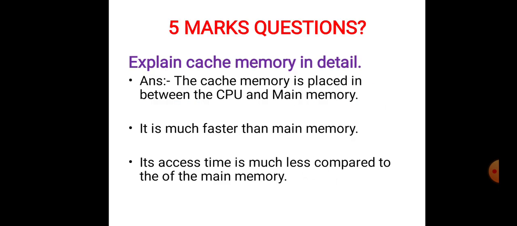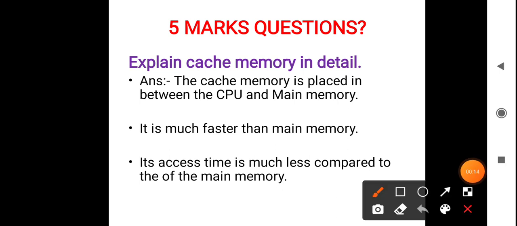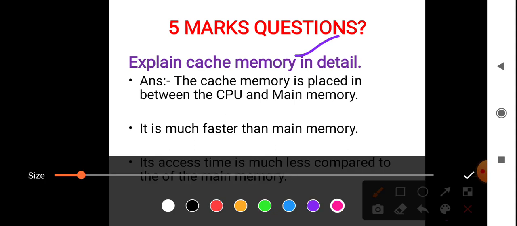So in this session I am going to discuss the remaining questions from model question paper 1. The question goes like this: explain the cache memory in detail. In 1 mark questions, all of you might have gone through what this cache memory is. So what is cache memory?